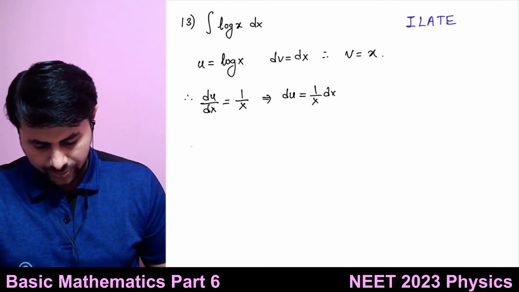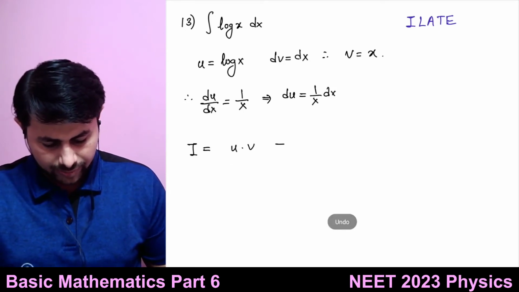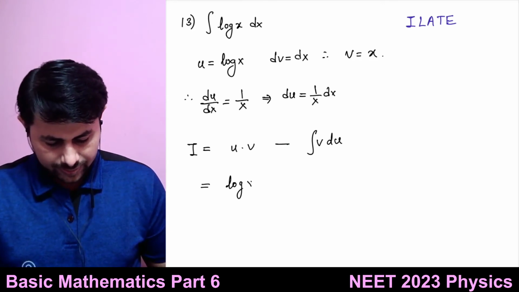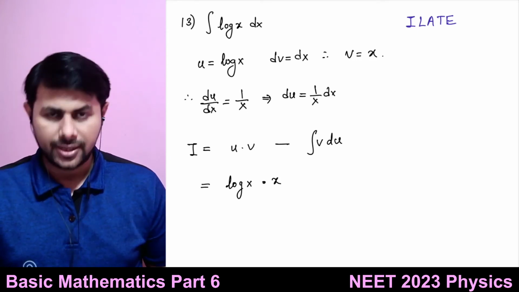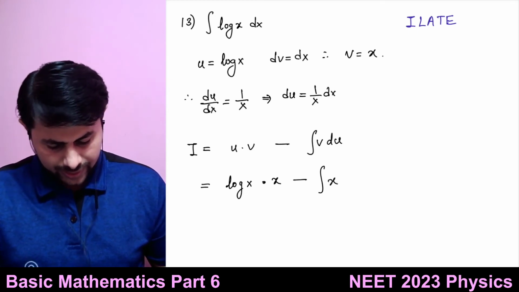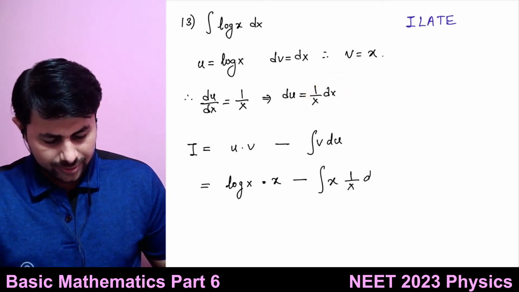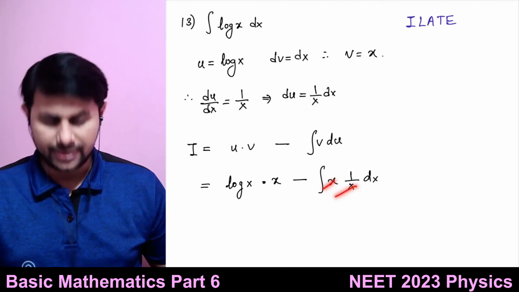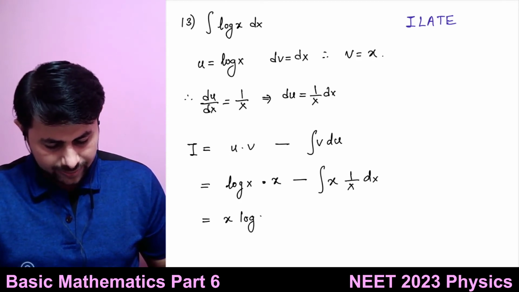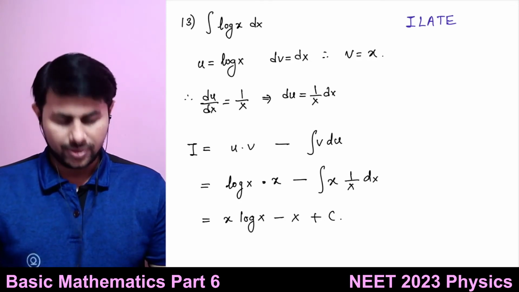Therefore I is equal to u times v minus integral of v du. What is u? It's log x. What is v? It's x. So x log x minus integral of v, which is x, and du is 1 upon x dx. So x gets cancelled out. It is integral of dx only, which is x. So we have x log x minus x plus c.